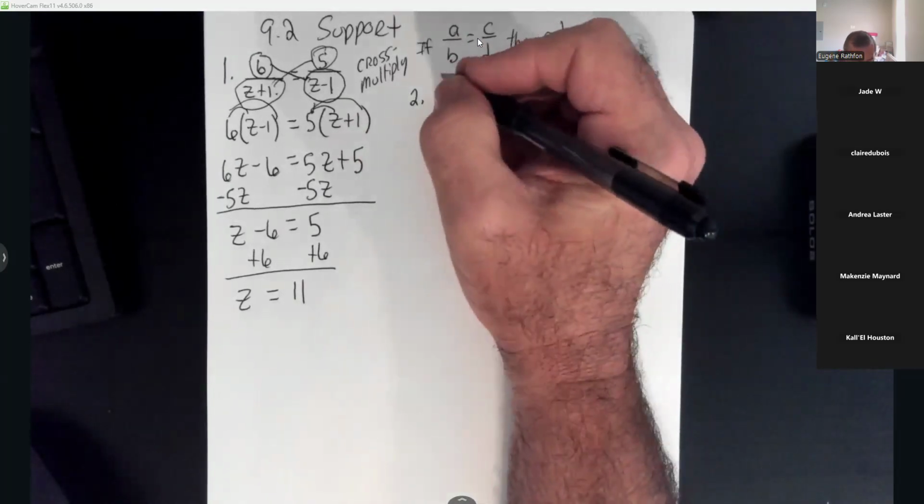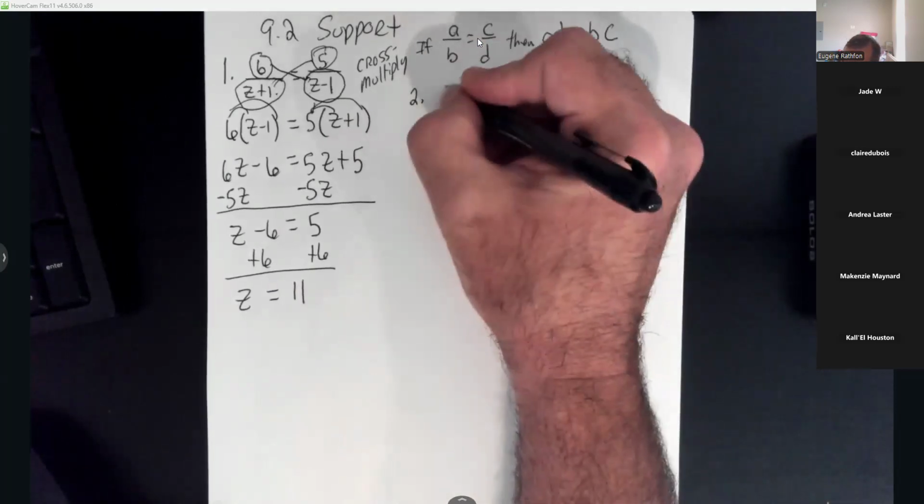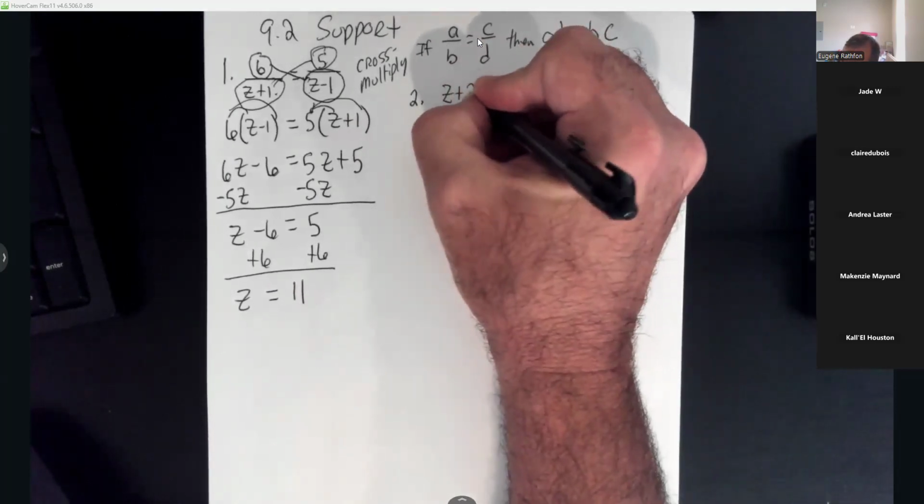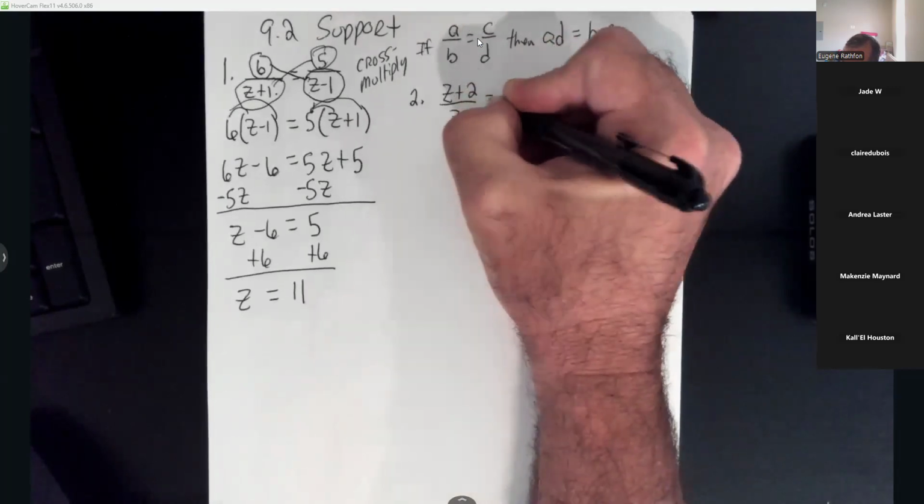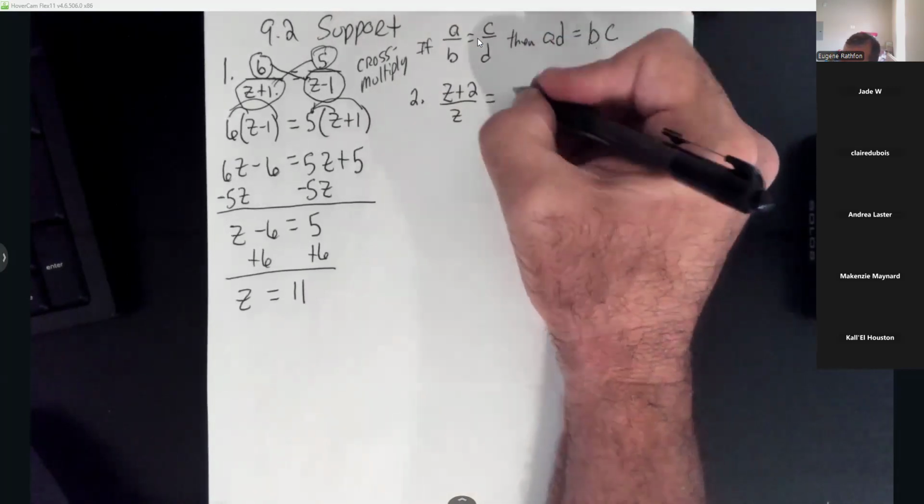All right, number 2 is cross multiplying. They had z plus 2 over z equals 6 over 5.